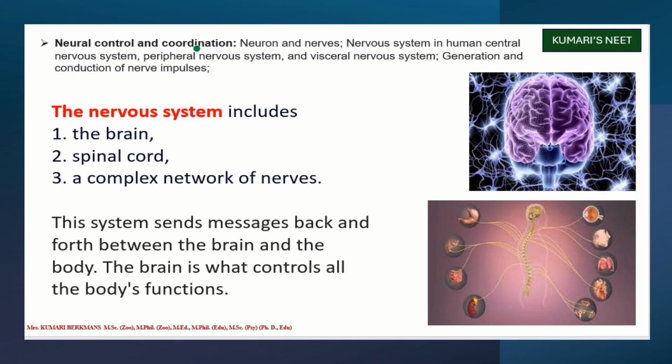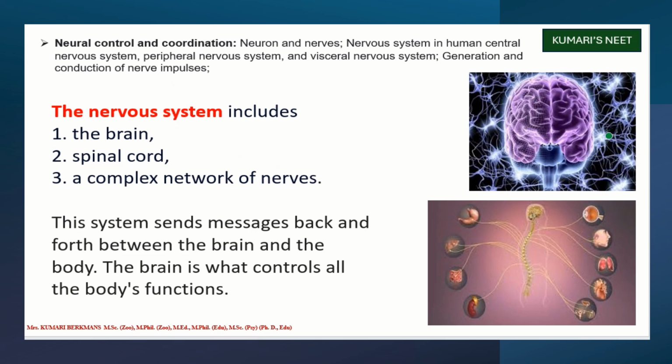See, today we are going to see the nerve control and coordination, or neural control and coordination. Under this topic there are different subunits: neuron and nerves, nervous system in human, central nervous system, peripheral nervous system and visceral nervous system, and generation and conduction of nerve impulses. We are going to see these in this class. Let us see what is nervous system.